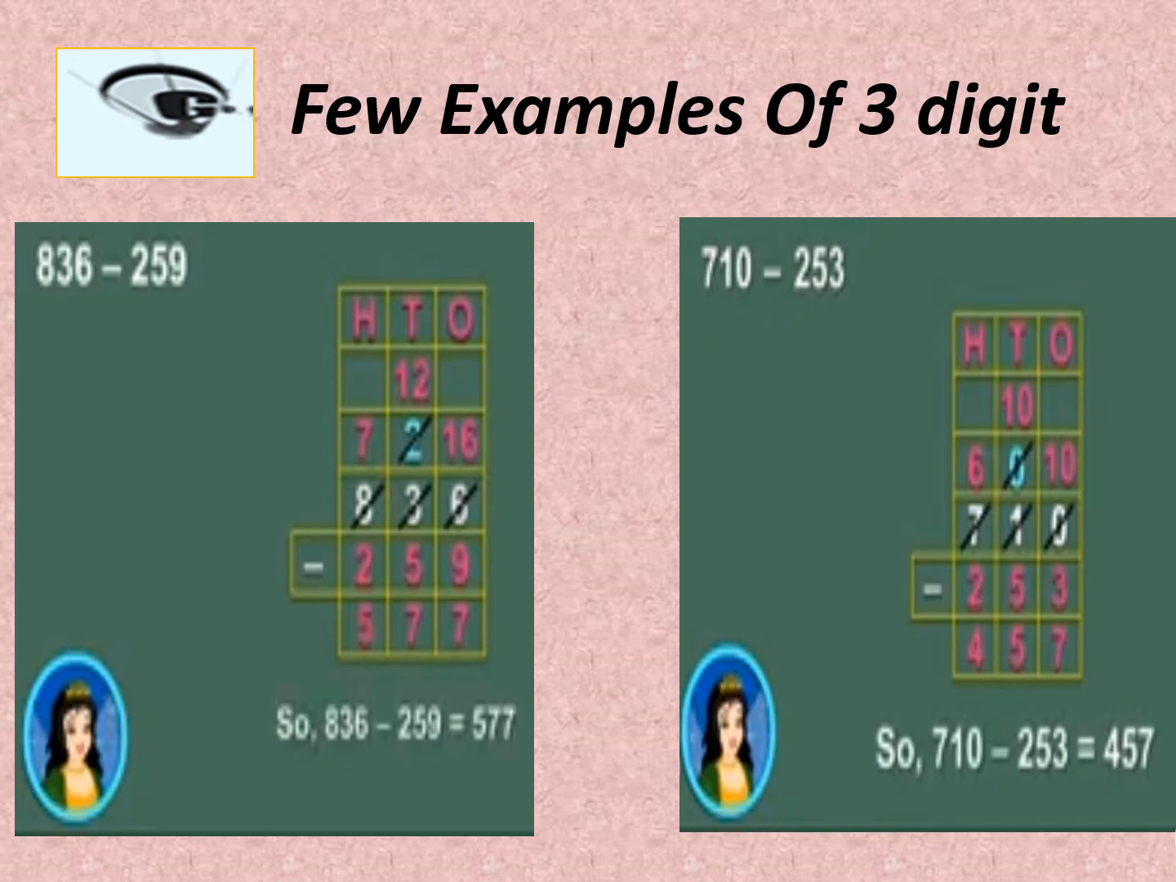Alright kids, now let's move on to the second example. So now it's easy for you to solve these sums. Okay kids, our next example is 710 minus 253. So first we align the sum under the different columns. Now we'll have to subtract under ones value first.